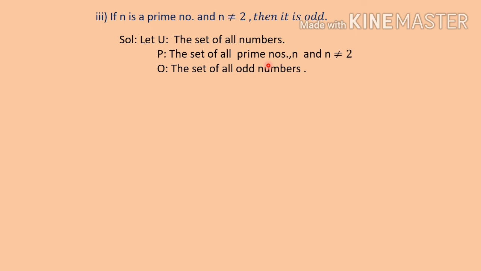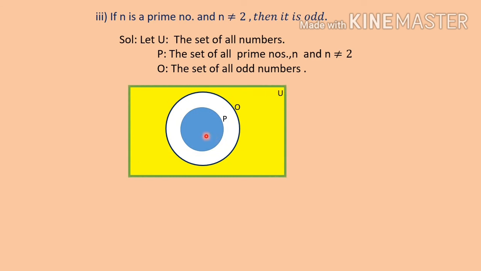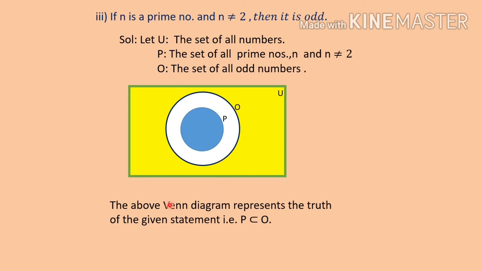Correct? So your Venn diagram will be, see, set P is in the interior of set O, indicating that P is the subset of O. So your explanation will be the above Venn diagram represents the truth of the given statement, that is P is the subset of O. Understood? With this we finished exercise 1.10. See, as I have said, we have come to the end of this chapter. If you have any doubts in the miscellaneous exercise, please write it in the comment box. I will try to solve your difficulties.